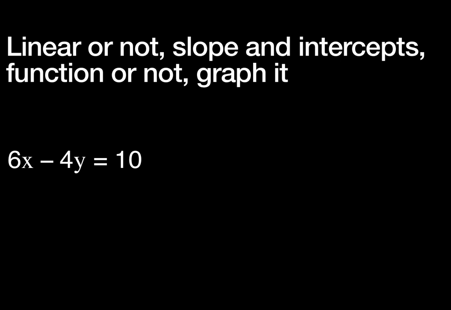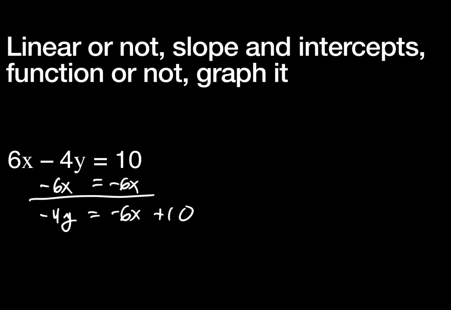I'm going to quick convert this into slope-intercept form by subtracting 6x from both sides of my equation. Negative 4y equals negative 6x plus 10. Going to divide by negative 4. Negative 4 over negative 4 reduces to 1. 6 over 4, both are negative, so it'll be positive, 3/2. 10 over 4, negative 4 is negative, so it'll be negative 5/2.